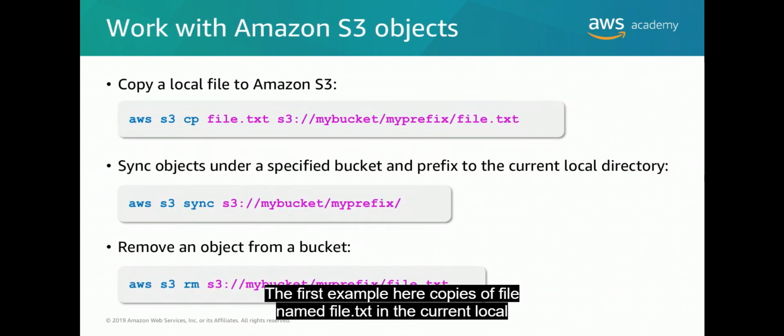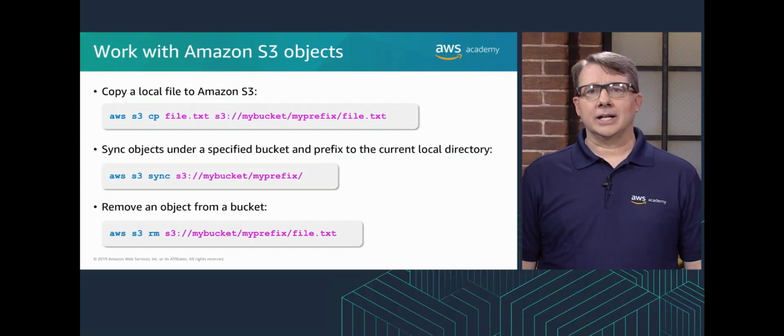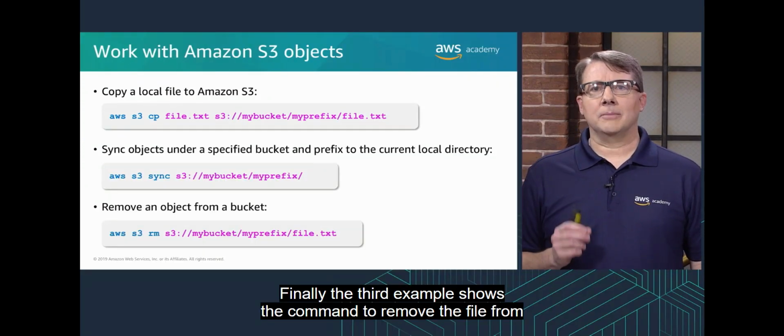The first example here copies a file named file.txt in the current local directory to the bucket named myBucket under the prefix myPrefix. The second example shows how to use the aws s3 sync command to synchronize the contents of both locations. The changes will be synchronized if the contents of the file change, or the contents of either the local directory or the bucket prefix location change. Finally, the third example shows the command to remove the file from the S3 bucket.